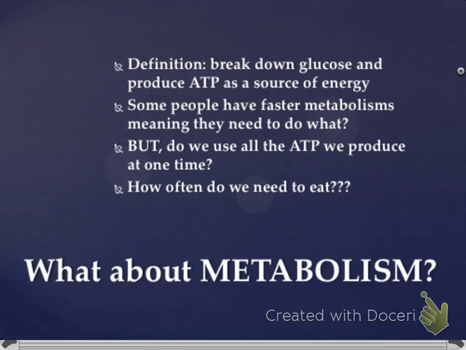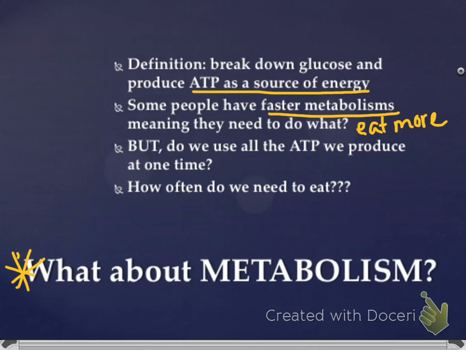So what about metabolism? This is a word that hopefully you've heard before. So metabolism is your ability to break down glucose and produce ATP as a source of energy. So some people have a faster metabolism, meaning they do what? They eat more. So people with a faster metabolism can eat a ton of food and they never gain weight because their body breaks down that glucose and produces ATP at a very fast rate.